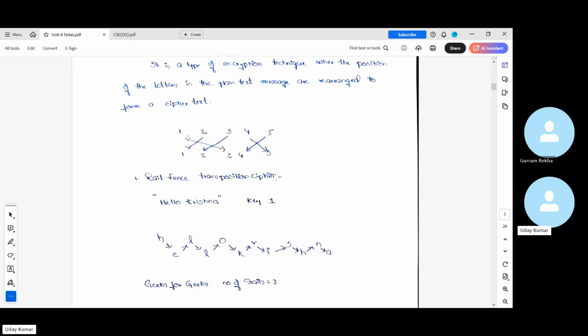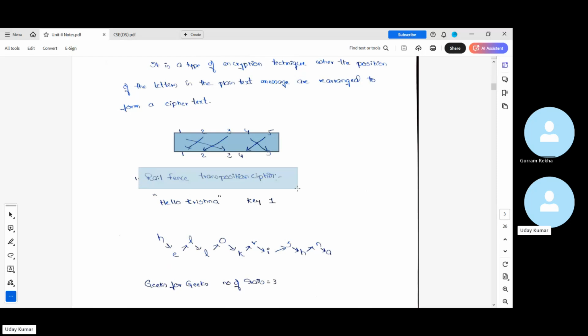So here, 1 will be exchanged with 3, 2 will be replaced with 1, and 3 will be replaced with 2. That is, the same text will be rearranged like this, as shown in the diagram here.